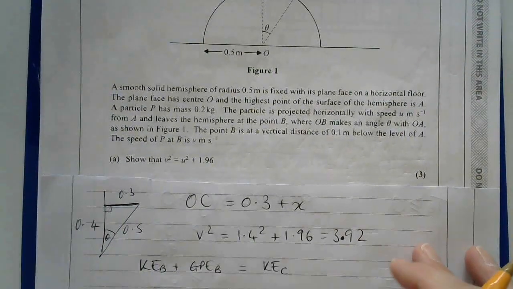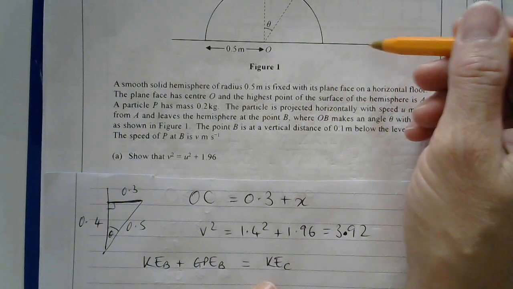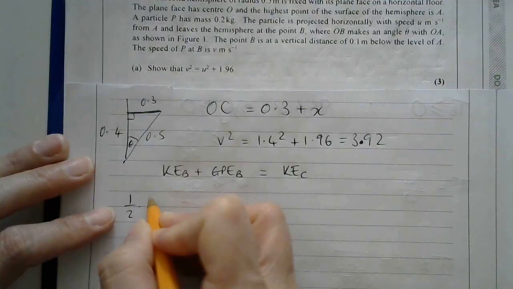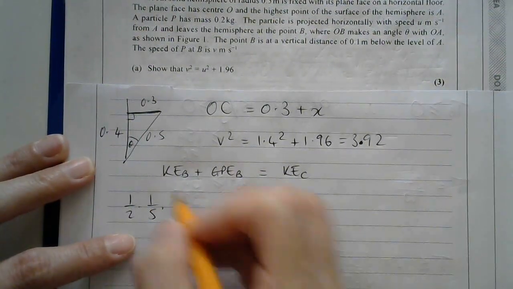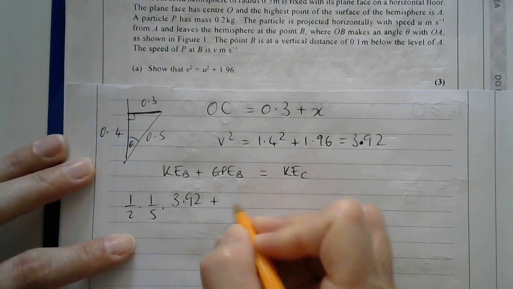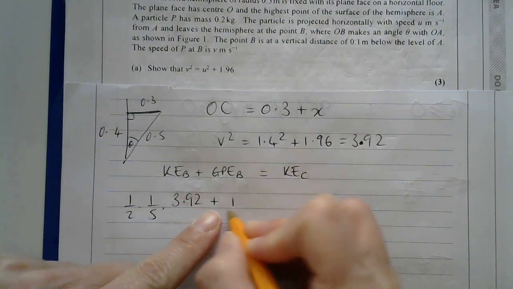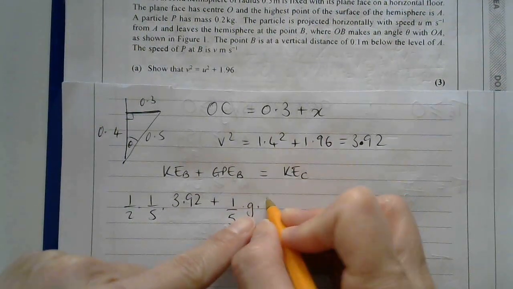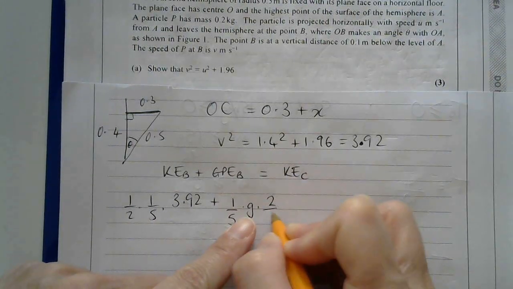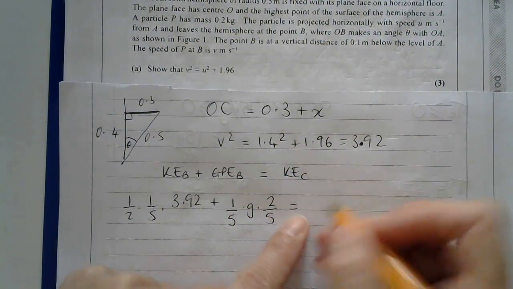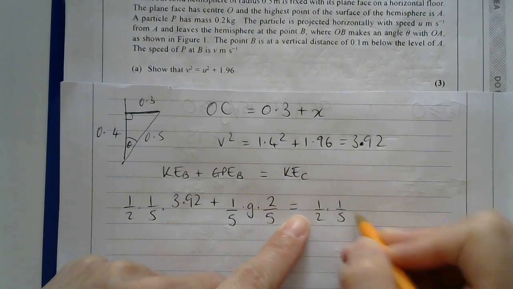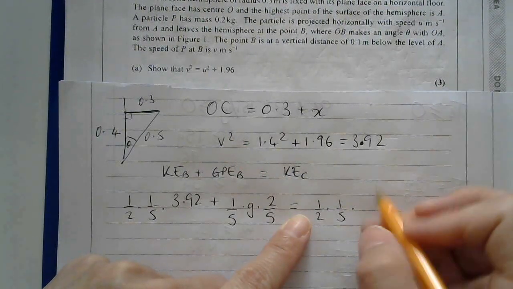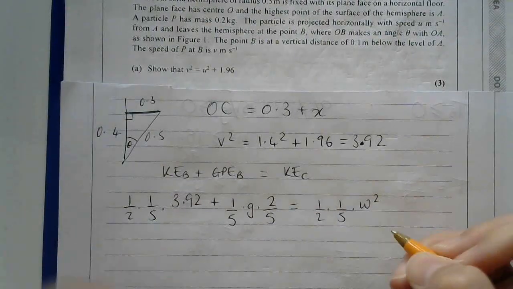And if I take that once it's hit the ground, there is no gravitational potential energy once it's over here. Okay, so the kinetic energy at B is going to be half times the mass times this, which is v squared, plus mgh, so 1/5 times g times the height, and I know at B the height was 0.4, which is 2/5, and that will equal the kinetic energy at C, half times the mass times, I can't call this v squared because I've already used v, so let's call it w squared.